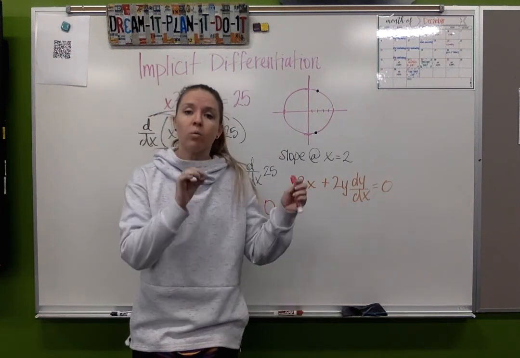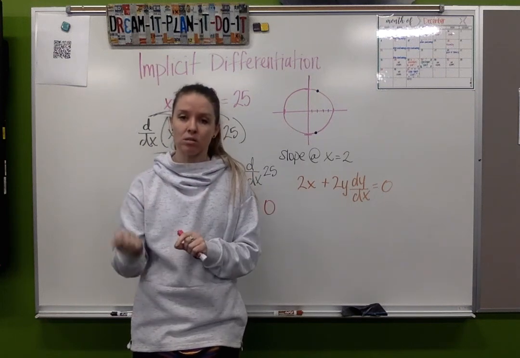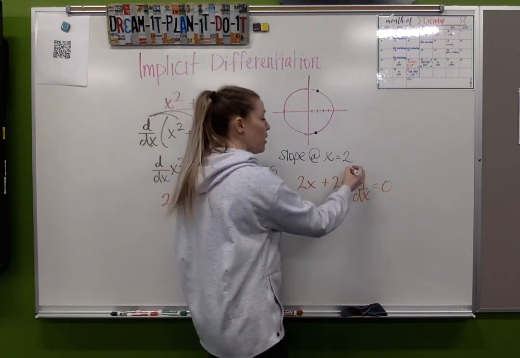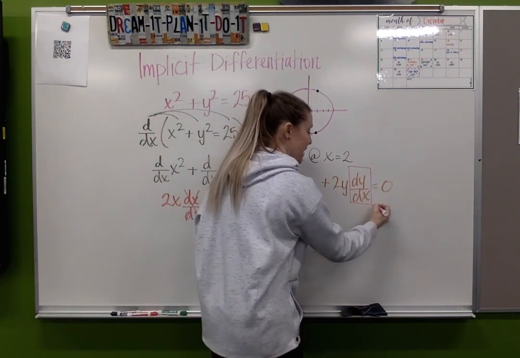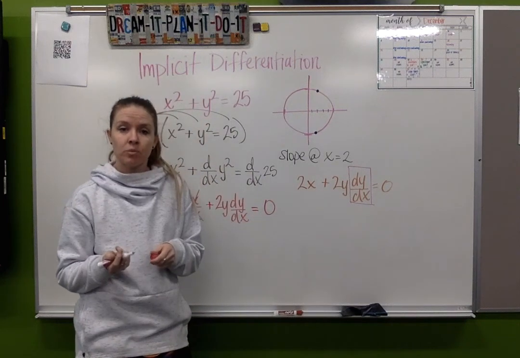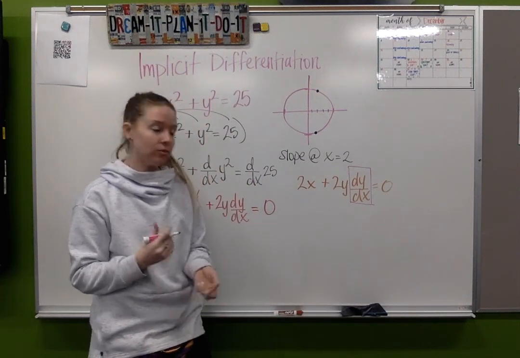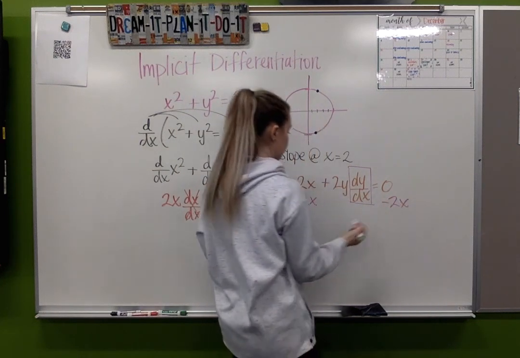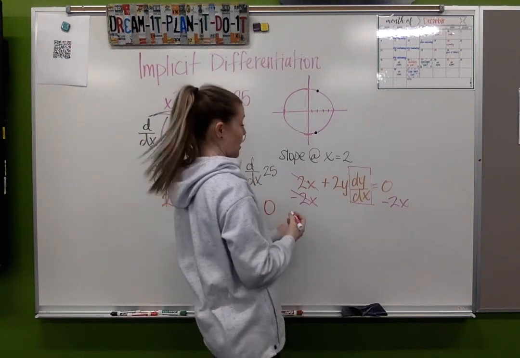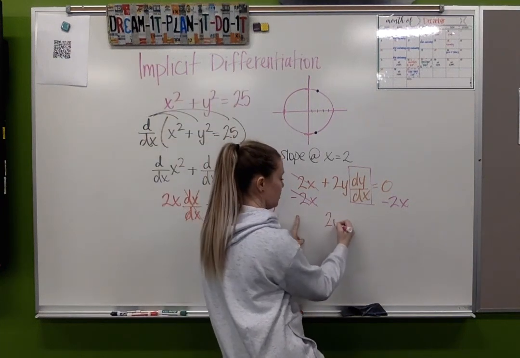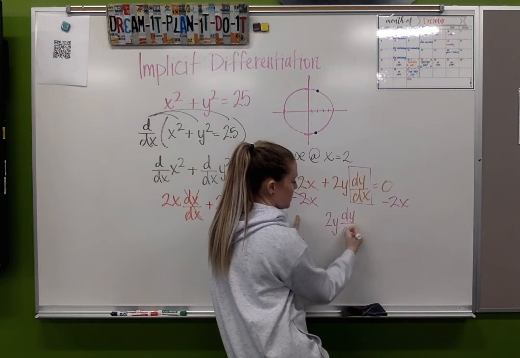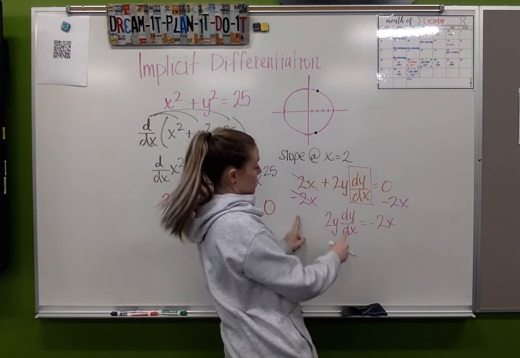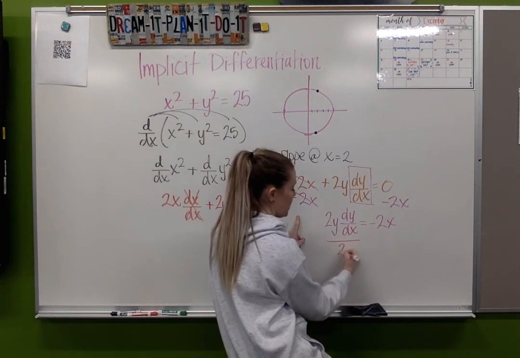We want to know what the dy dx equals, the change in y over the change in x, the slope. So I want to know what dy dx equals. So we're going to isolate it, get it by itself. I'm going to start by subtracting my 2x over. Now we have 2y dy dx equals negative 2x. And then I'm going to divide by my 2y.